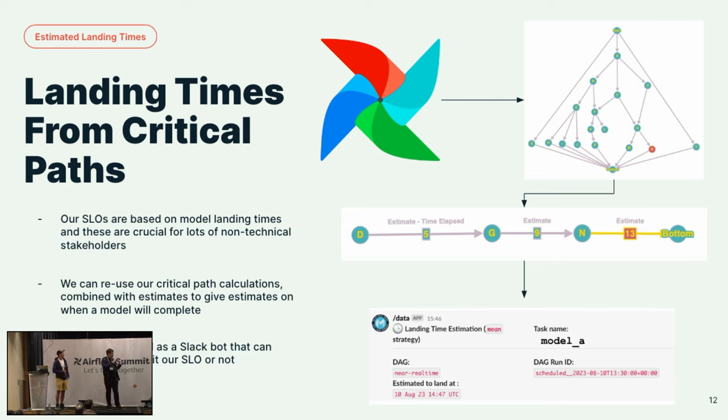And so what we did was we basically said, well, if we take the DAG structure, and if we throw away all the things that have already happened, we've just got what's happening now and what's going to happen in the future.